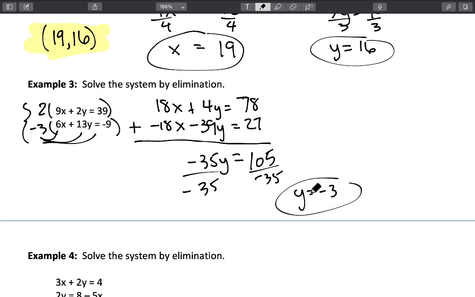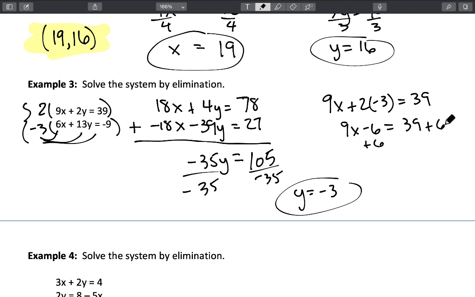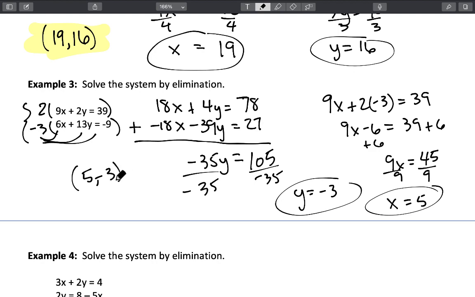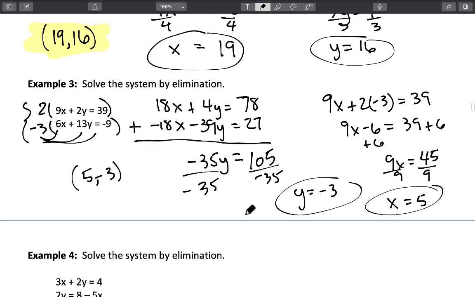All right, we'll take that -3 for y and substitute it back into one of our two equations here at the beginning. We got 9x plus 2 times -3 is equal to 39. That gives us 9x minus 6 equals 39. Add that 6 back over to the right hand side. We get 9x is equal to 45, and when we divide off that 9, we'll have an x value of 5. All right, so our ordered pair here is 5, -3, and that is the solution to this system.